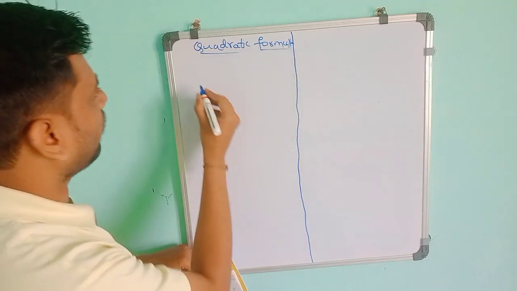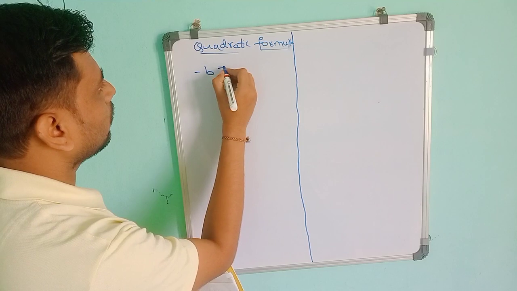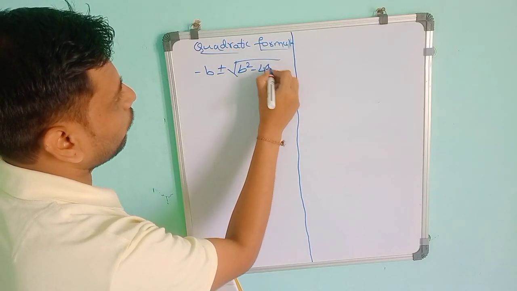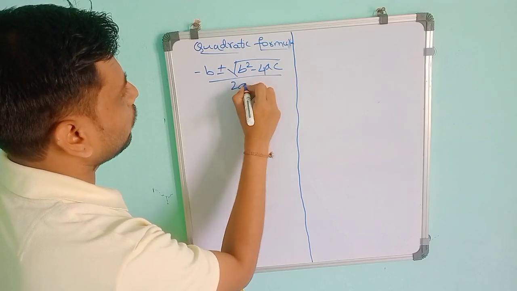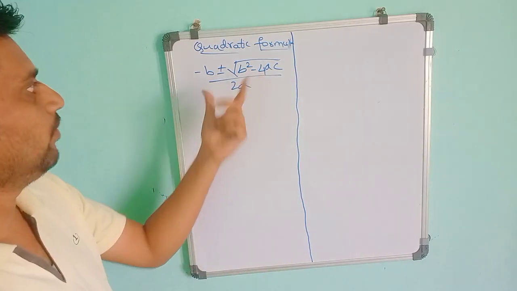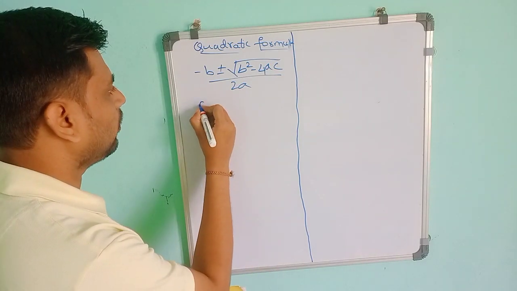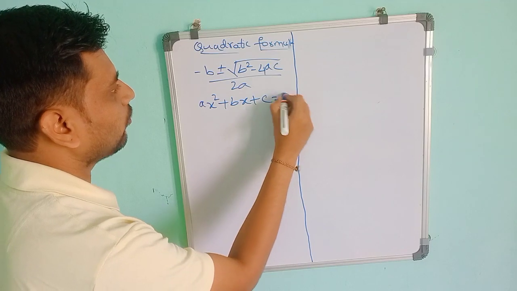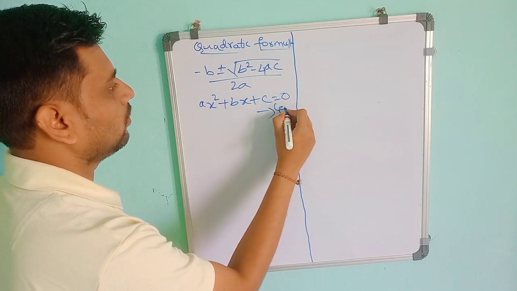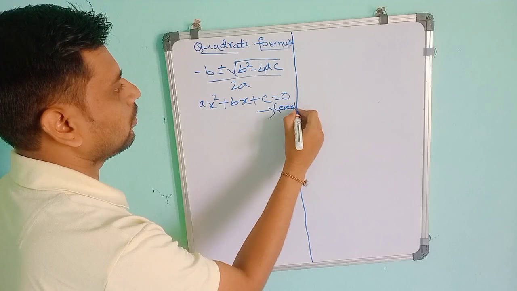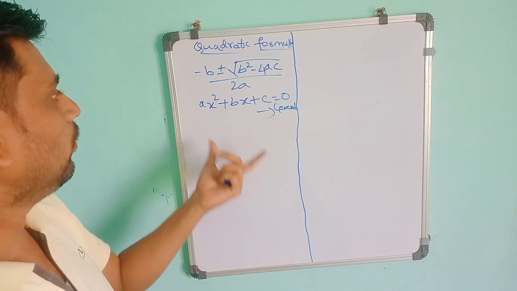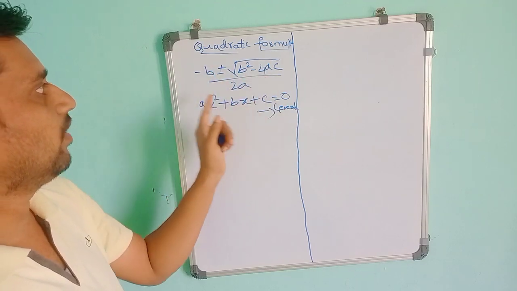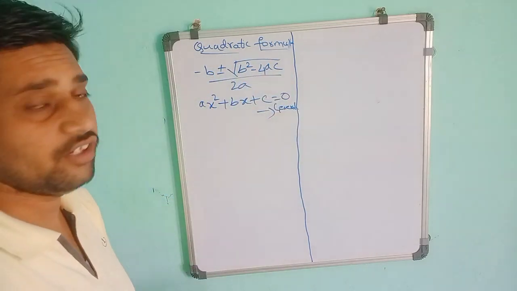What is the quadratic formula? It is x equals minus b plus or minus root of b square minus 4ac, divided by 2a. How does it come? The general form is ax square plus bx plus c is equal to 0. This is the general form. From this we have derived this formula, minus b plus or minus root of b square minus 4ac divided by 2a.